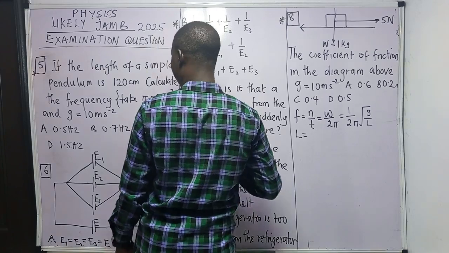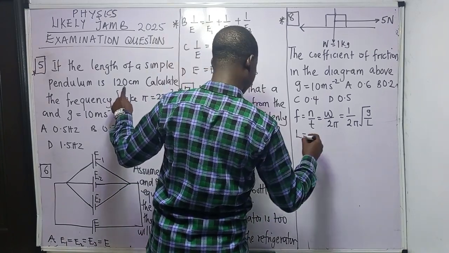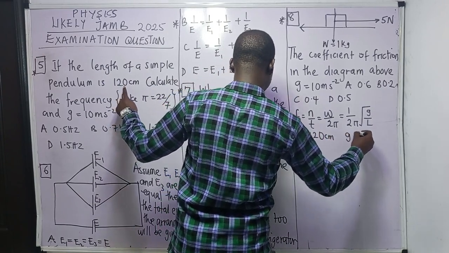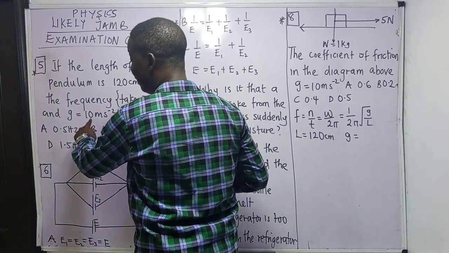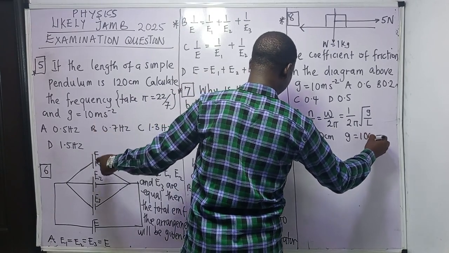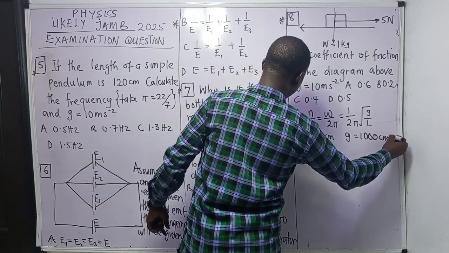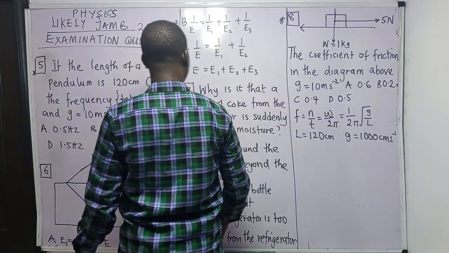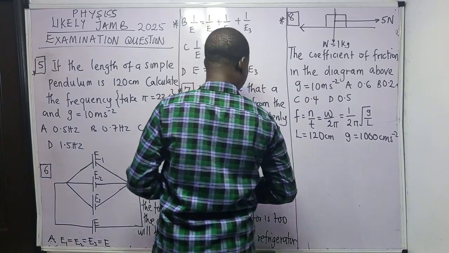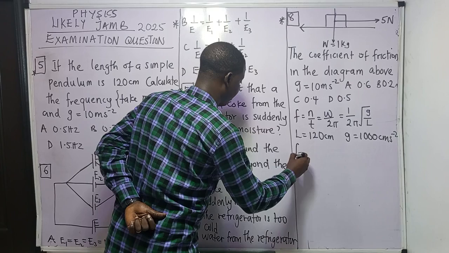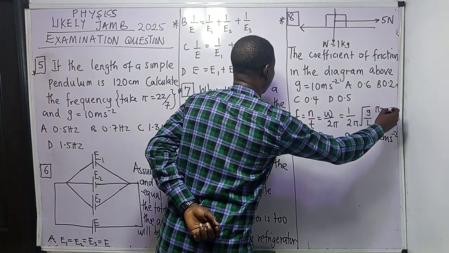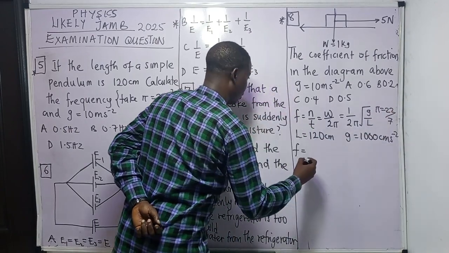What is the length? Length is given as 120 centimeter. g is what? If they give you g in meter per second square, 10 meter per second square is equivalent to 1,000 centimeter per second square. So I would have frequency equal to what? Take π. π is what? 22 over 7.